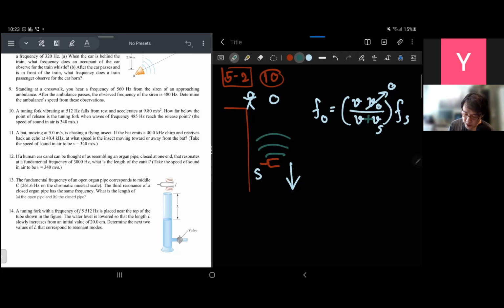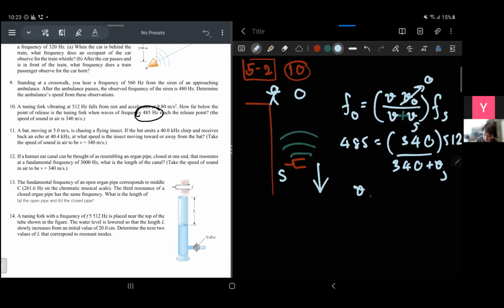Okay, with this, we can plug in the values that are already given here. The observed frequency is 485, so that's on your left side. The speed of sound is already given, and that is 340, divided by 340 plus the speed of the tuning fork that is dropping. And you know that the tuning fork generates a sound of 512 hertz down here. It's sort of off screen, let me squeeze that in here. Okay, 512. Got that? From here, you will be able to figure out the speed of the tuning fork. That means at that speed, you will hear the frequency of exactly 485.